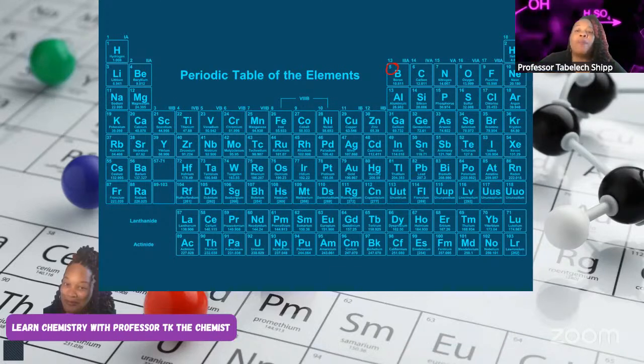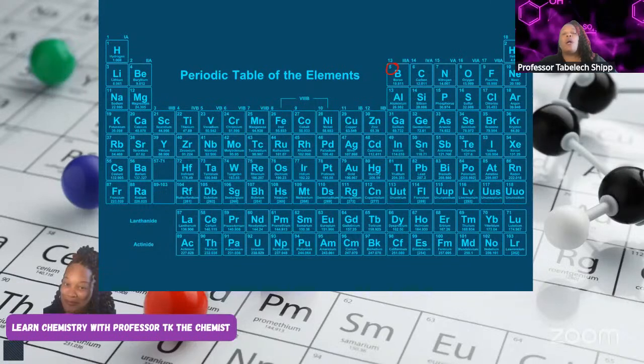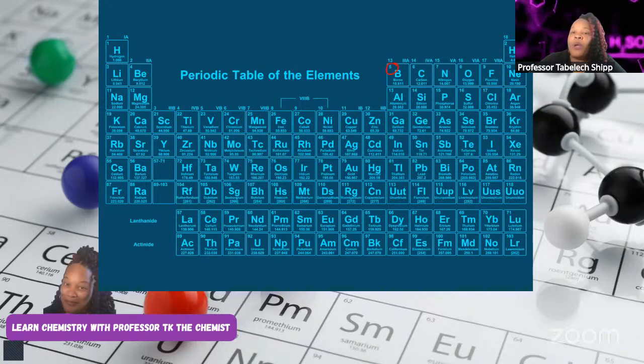So if we're looking at boron and we see that there's a mass number of 10.811, we're going to round that off to 11. Carbon, 12.011, is rounded off to 12. If you look at oxygen, you see there's 15.999. Well, we'll round it off to 16.